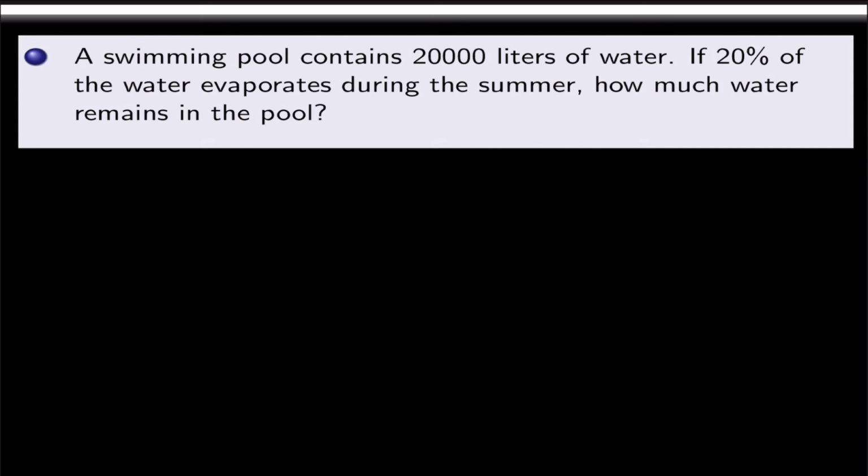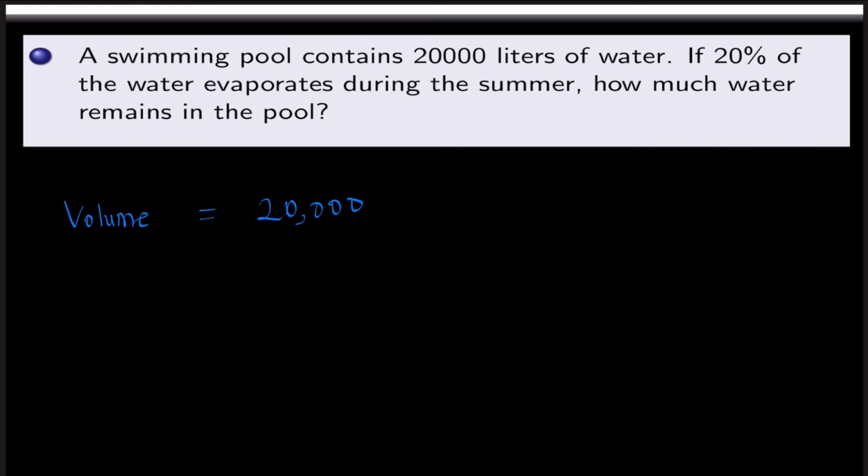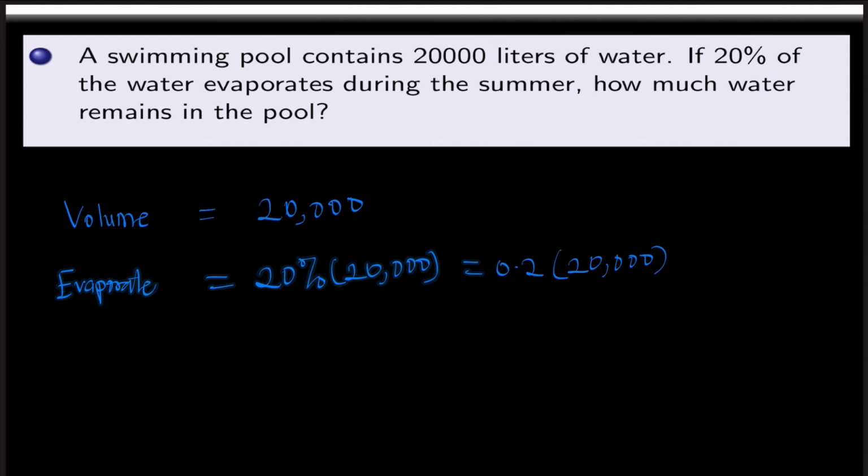Our next question is giving us a swimming pool contains 20,000 liters of water. If 20% of the water evaporates during the summer, how much water remains in the pool? Here we have the entire volume giving us 20,000, and we are being told that 20% evaporates. So now let's find the volume that evaporates. So we are going to have 20% of the volume, which is 20,000. So now 20% is 0.2, so 0.2 multiplying 20,000, and that's going to give us 4,000.